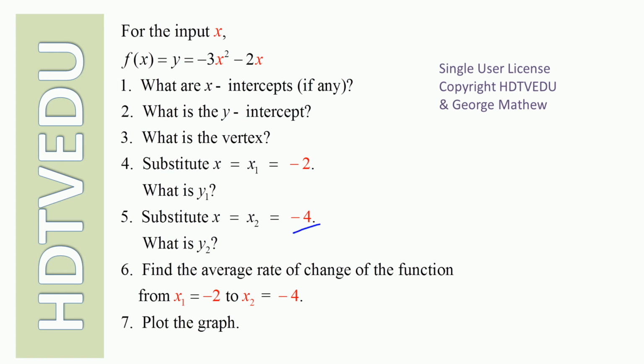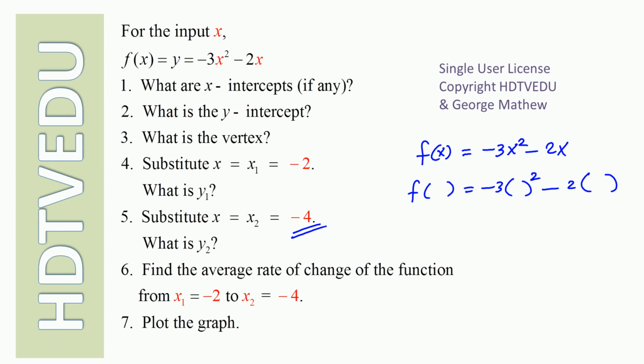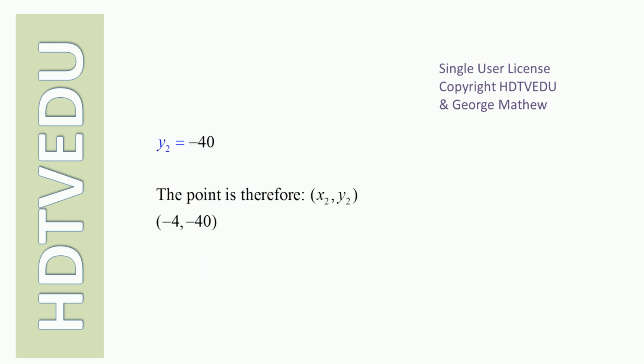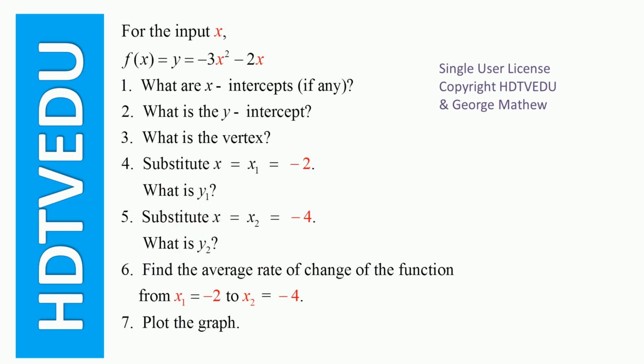Now let's substitute x equals negative 4. f of x equals negative 3x squared minus 2x. So what happens when we substitute x equals negative 4? In the space occupied by x, we substitute negative 4, and what do we get? Negative 3 times 16 plus 8. Negative 48 plus 8, and that is negative 40. So when x equals negative 4, what do we get for y2? Negative 40. So the point is negative 4, negative 40.